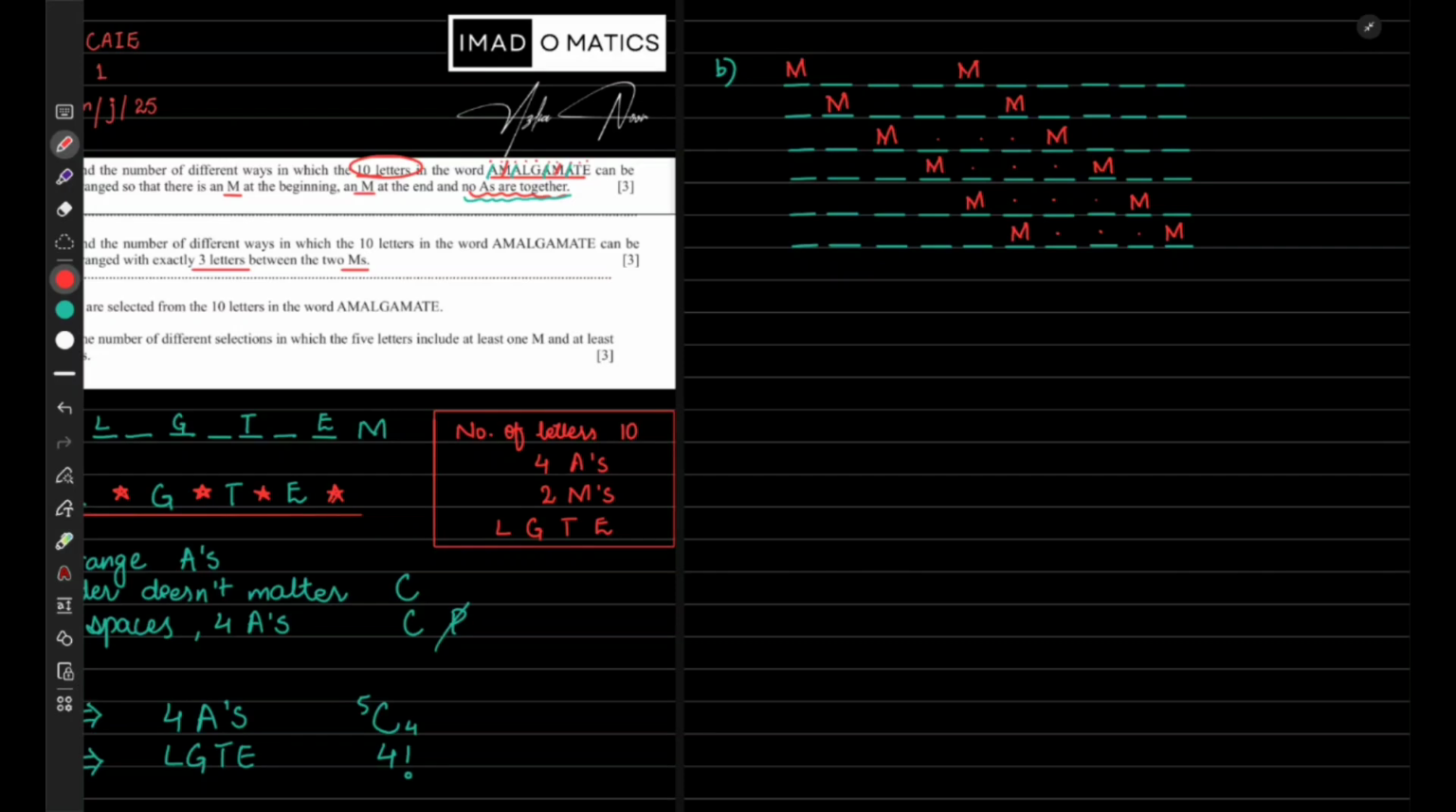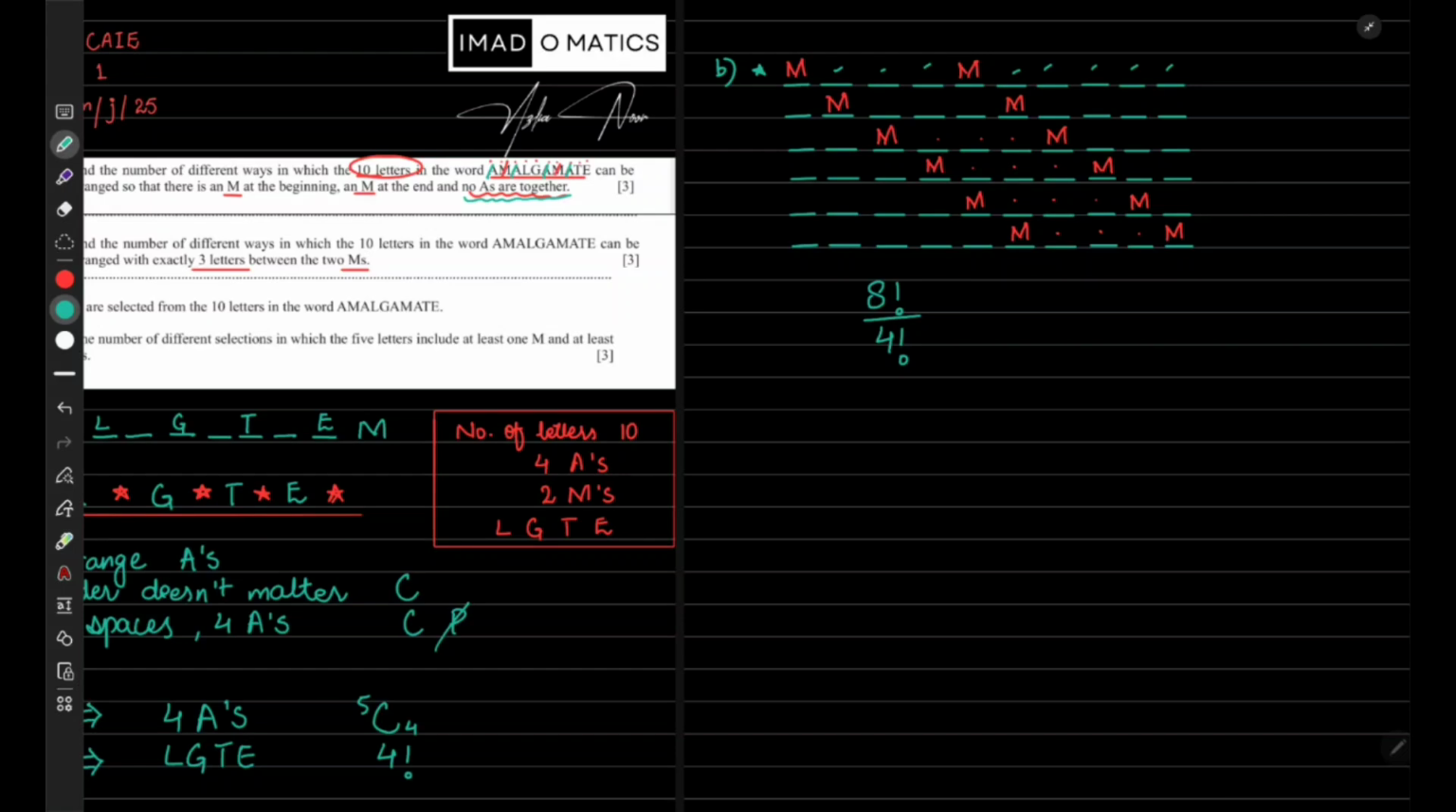So how many arrangements are these? See, for each one of them, what will be the arrangement if I take just one of them? The 2 M's are fixed, so we'll only consider these 8 spaces. For these 8 spaces, we have 8 letters, so 8 factorial. Are there any repeats? Yes, we have 4 A's, so divided by 4 factorial. So this is for 1.